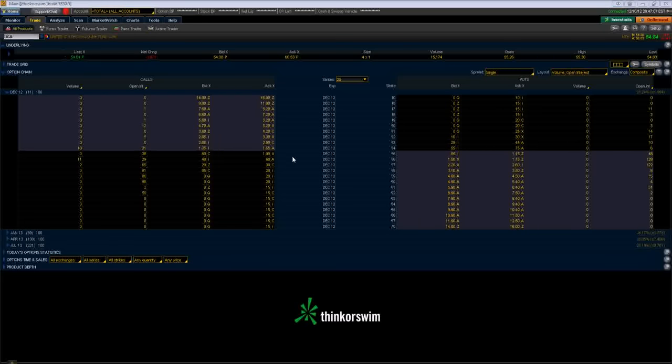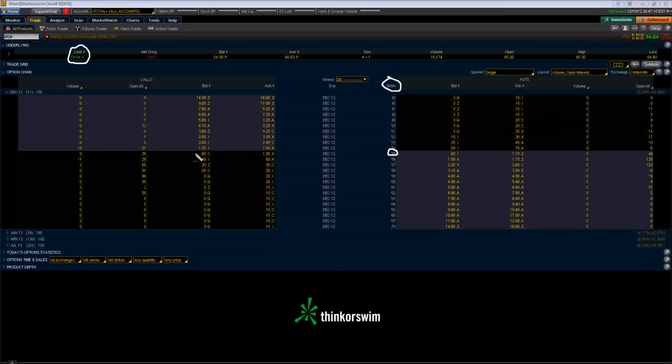Now let's look at December. Let's go through the same scenario again. We'll just use puts. Let's use calls. Right now the price is 54.84. If we look at the strikes here, let's find 55. We'll call that at the money. Here's 55 right here.